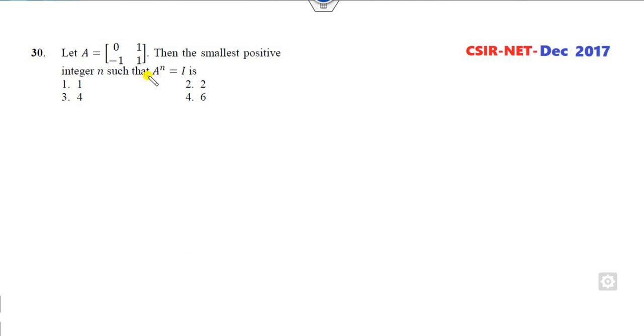Okay, A is there. What the usual student will do is find A square first in the examination, then check about A4 and so on, but that is a very lengthy procedure. You can always find the eigenvalue.